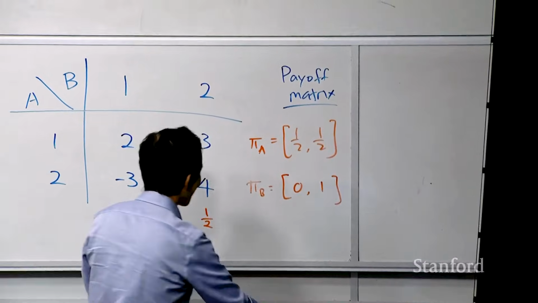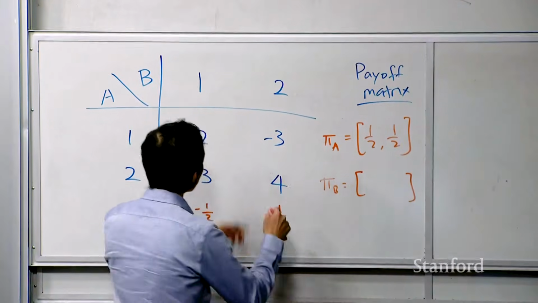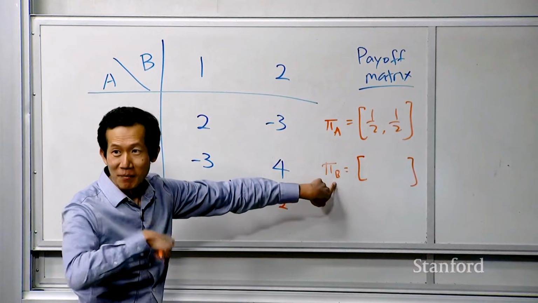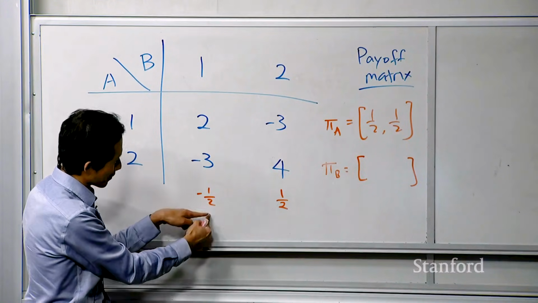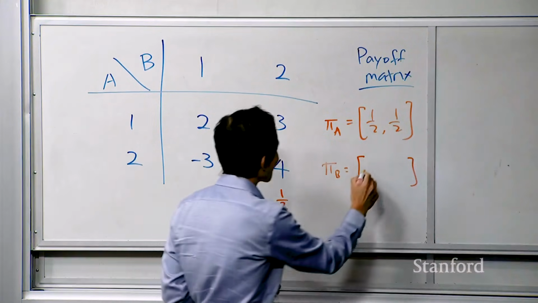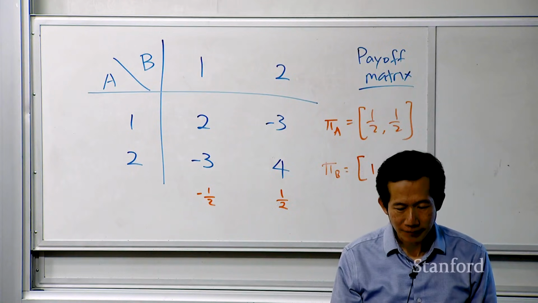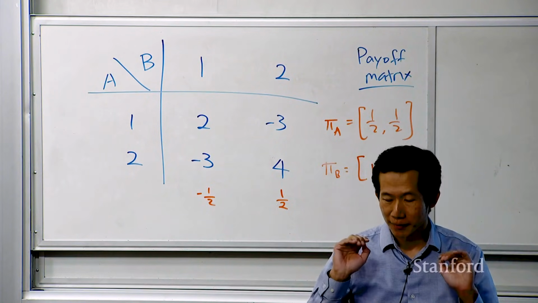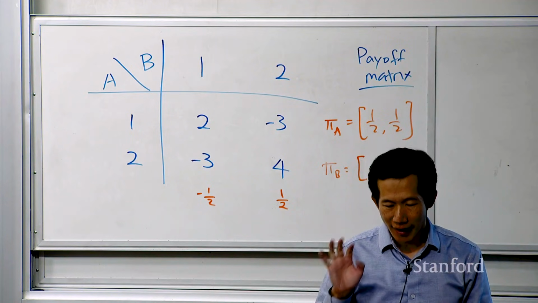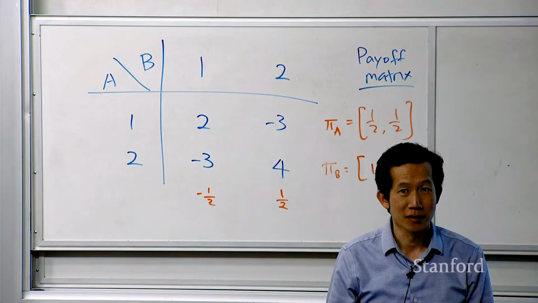Sure. Yeah, you're right. Okay. I got a bit confused. So player B wants to minimize. So this is the preferred choice. Okay. So no matter what the first player does, the second player can always play a pure strategy.